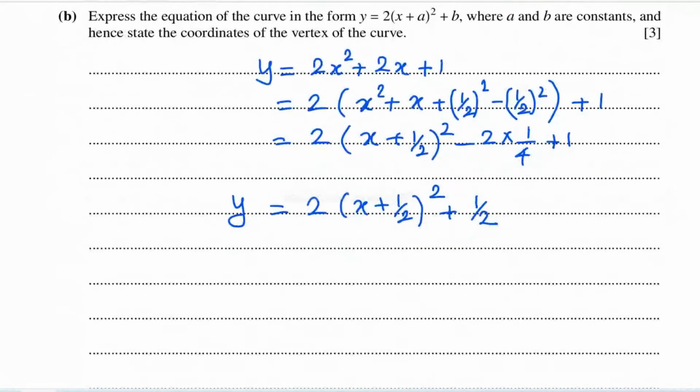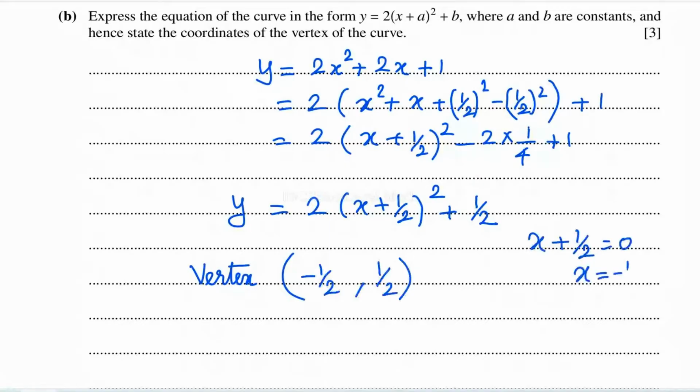And the vertex of the curve is, the x value, we have to take x plus 1 over 2 equal to 0. So x will be negative 1 over 2 and y is 1 over 2. This we are taking x plus 1 over 2 equal to 0. So x equal to negative 1 over 2.